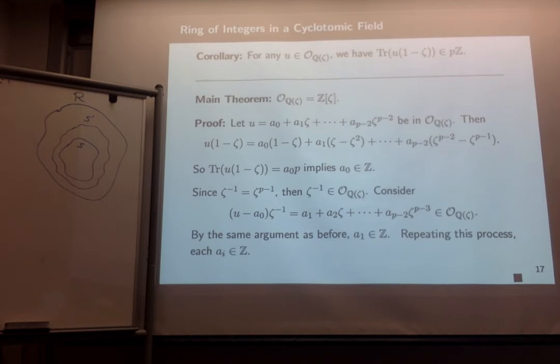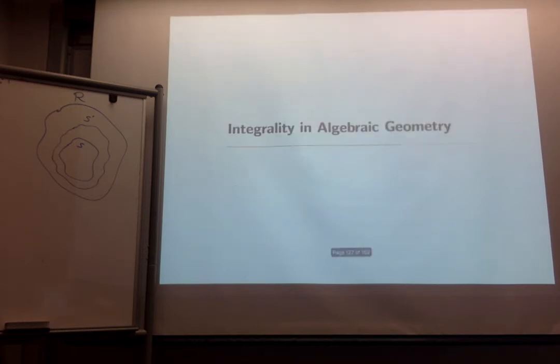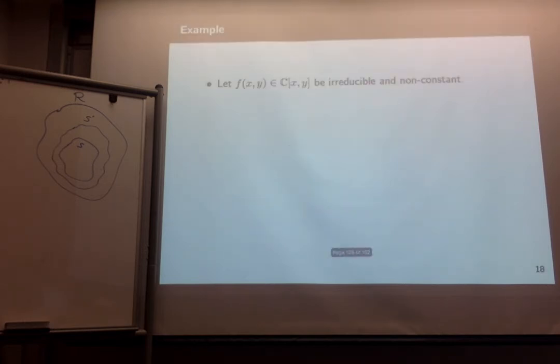Cool. All right, in the last five, six, seven minutes, let's talk about curves, because I promised we would talk about curves. Integrality and algebraic geometry. We're going to take a polynomial in two variables that's non-constant and irreducible, and I could replace C here by any algebraically closed field, and everything I say will be the same. But let's just stick with C for concreteness. Sure there are no questions about what we just did? No? All right.